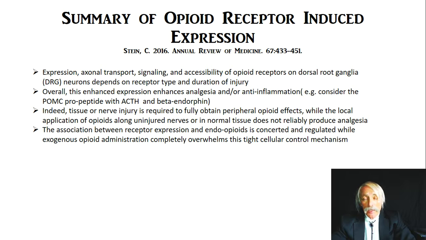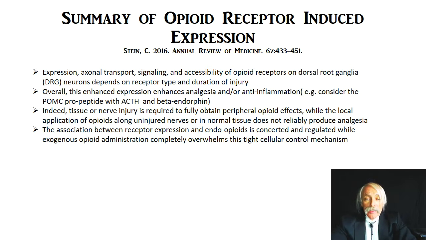And that's why I say here consider the POMC propeptide, with ACTH and beta endorphin being two protein products from that POMC propeptide. So if you don't know what I'm talking about there, go back and watch the first one. Basically, it's a polyprotein, and it's proteolytically degraded to such a point that you get individual polypeptides. One of them is ACTH, which is the adrenocorticoid protein that induces finally the synthesis of cortisol. And then, of course, beta endorphin is an endogenous opioid.